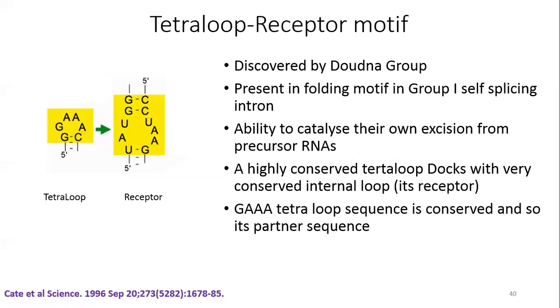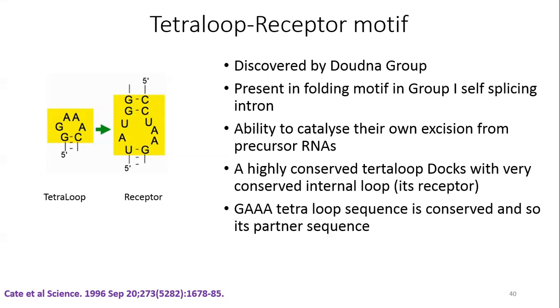Okay, then you have something called the tetra loop receptor motif. This tetra loop receptor motif was discovered by the Doudna group. It is present as a folding motif in group 1 self splicing intron. Okay, so it has the ability to catalyze its own excision from the precursor RNAs.